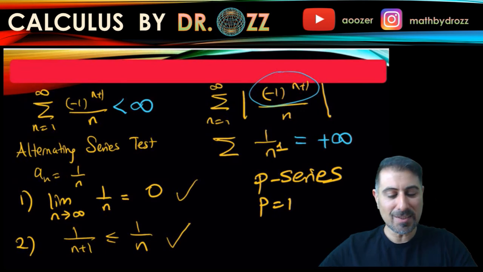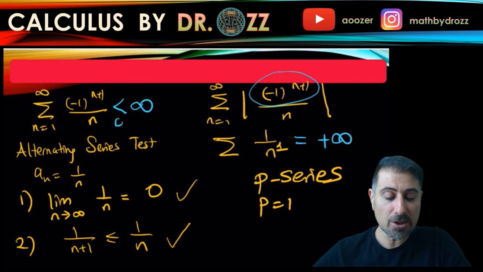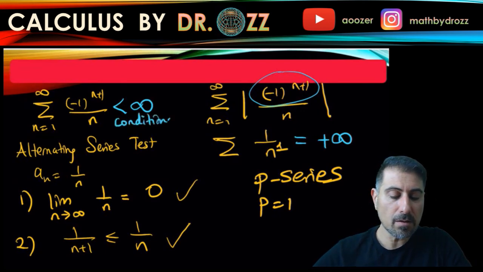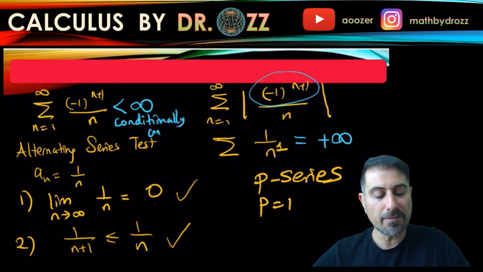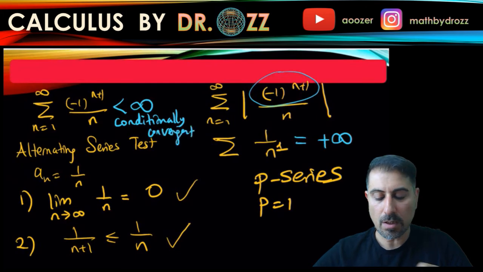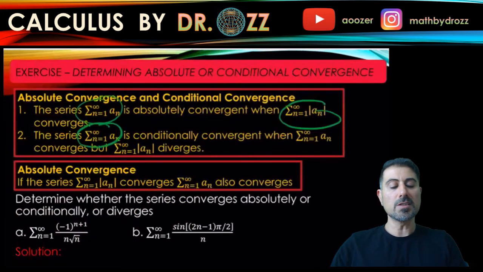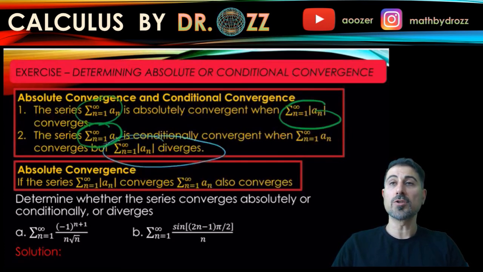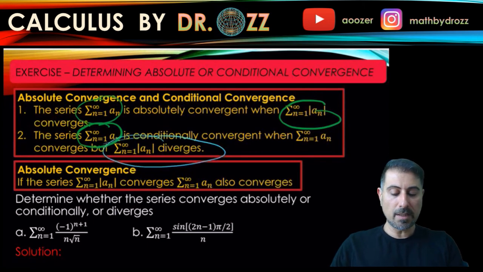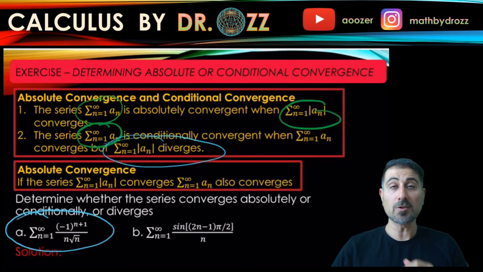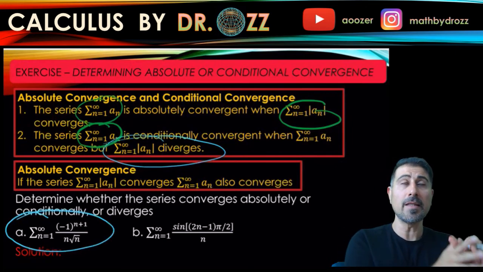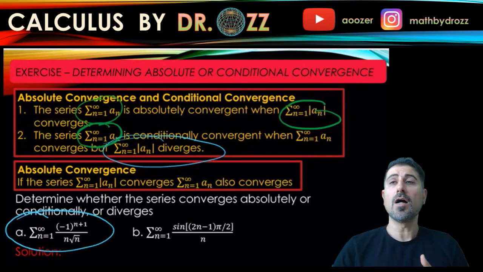So that makes this series not only convergent, but conditionally convergent, following the definition of conditional convergence here. So the original series is convergent, but not the absolute value version. That's divergent. So to sum up, in the first part of the question, we had an absolutely convergent series because both the series and the absolute value version were convergent.